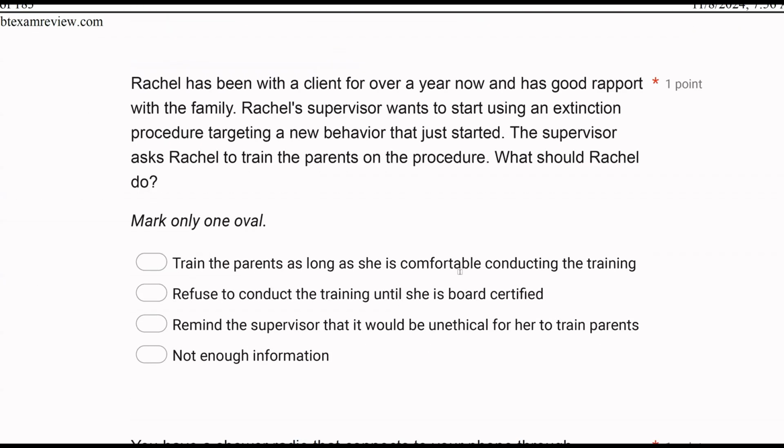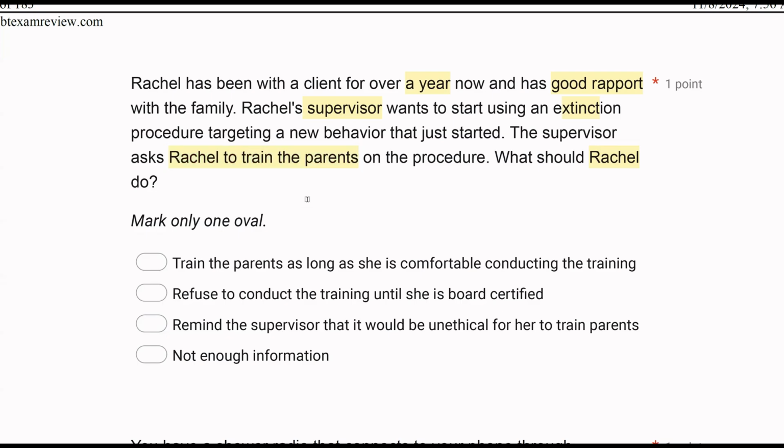Rachel has been with the client for over a year now and has good rapport with the family. Rachel's supervisor wants to start using an extinction procedure targeting a new behavior that just started. The supervisor asked Rachel to train the parents on the procedure. What should Rachel do? So let's think about this question, right? We're looking at Rachel's behavior, and what do we know about Rachel? We know Rachel has been with a client for over a year, has good rapport. Her supervisor says time to start using an extinction procedure, and the supervisor also wants Rachel to train the parents.